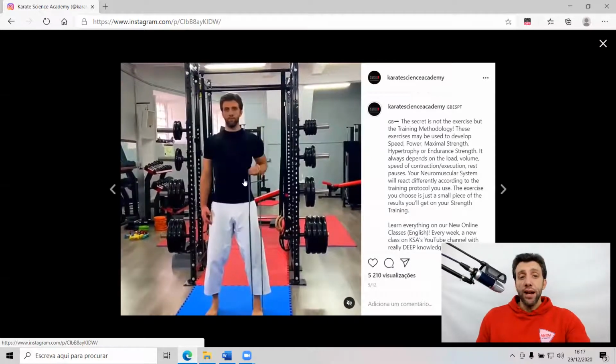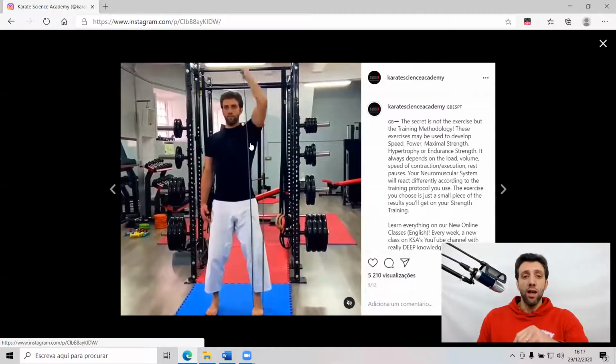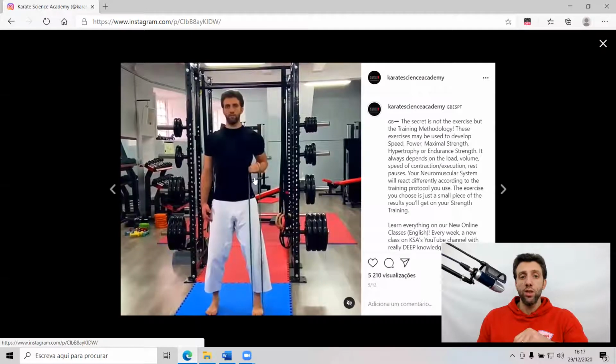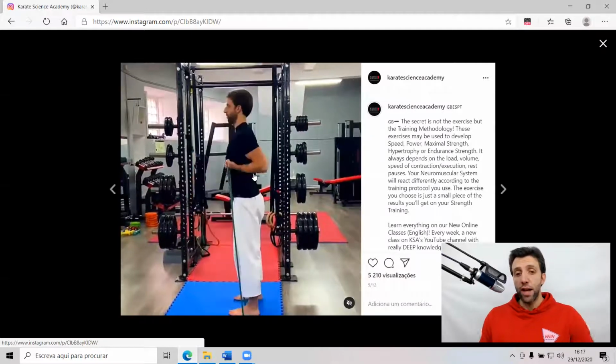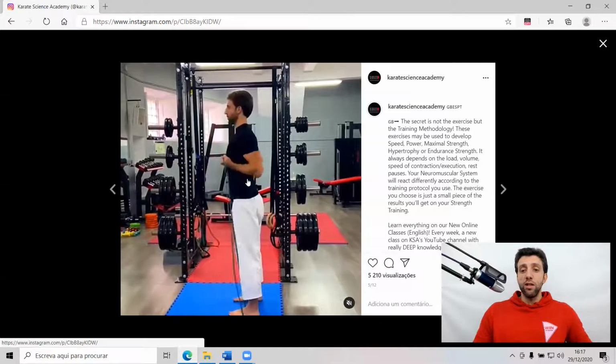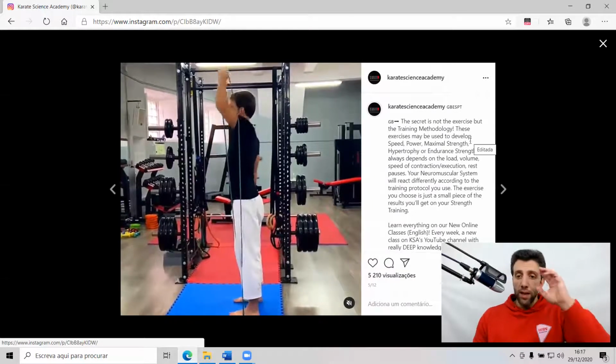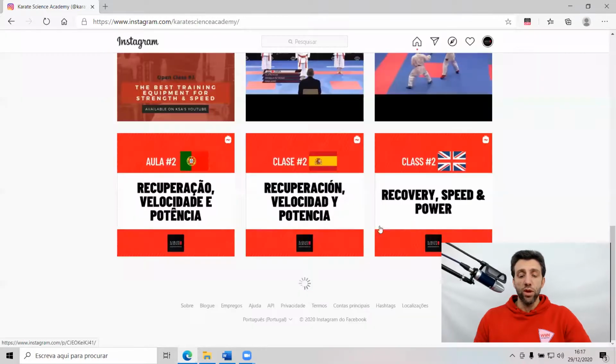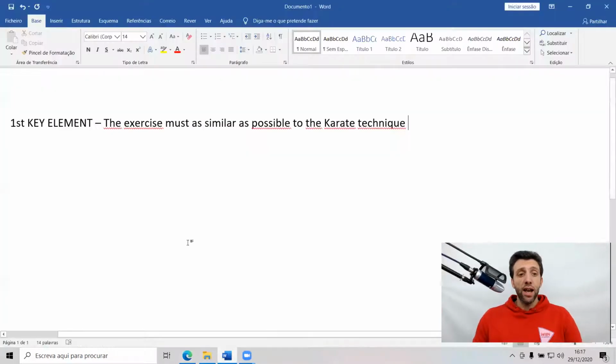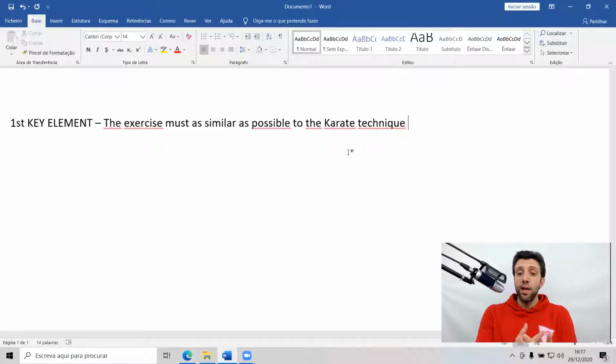Here I have another example of an adapted straight punch in another direction. I'm going to talk about it in the second key element, but pay attention because it's important. Whenever I can grab the technique itself, put the right load, and use the most effective evidence-based protocol to develop speed or whatever, I must do it.